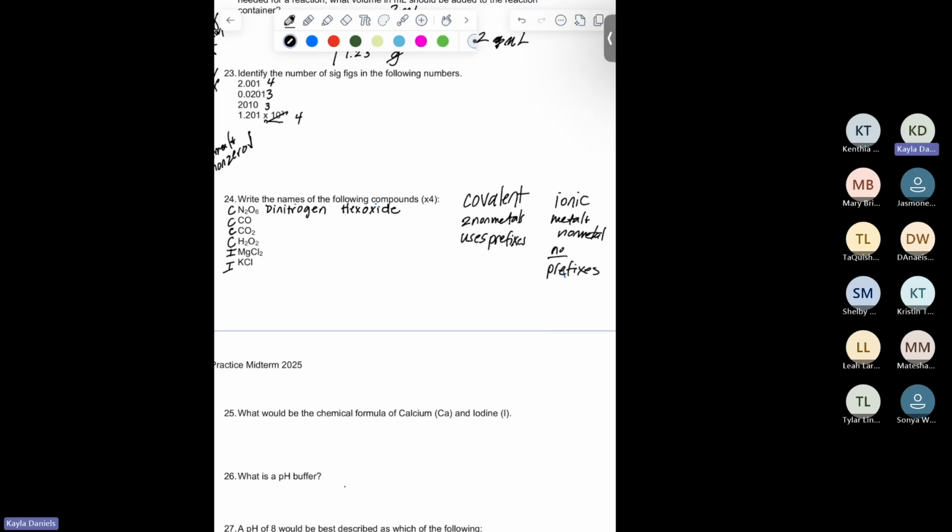All right. The one thing with the prefixes is that we never put mono on the first element. We can put it on the second, but not the first. So this CO is carbon monoxide. CO2, carbon dioxide.